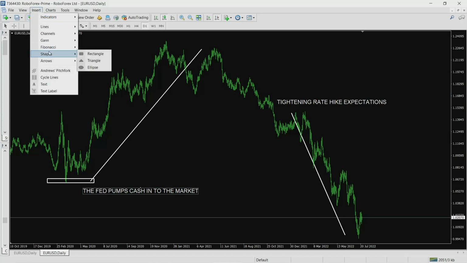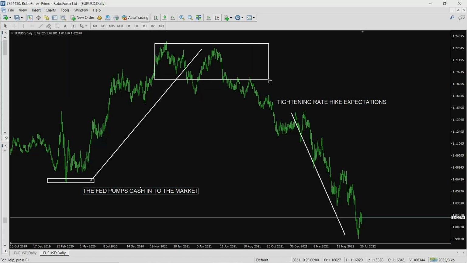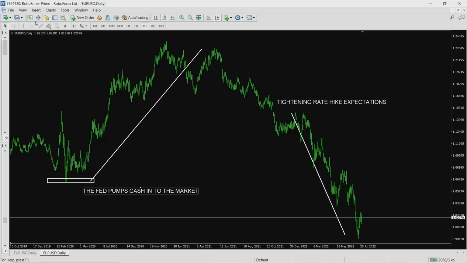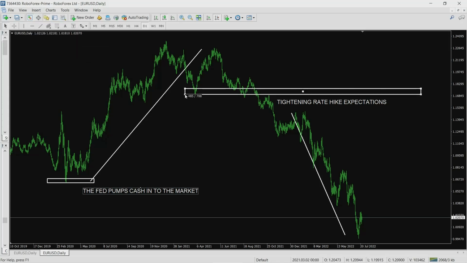Okay, so we got the balance here. Demand zone. So a consolidation. And then what happened here? This support zone.